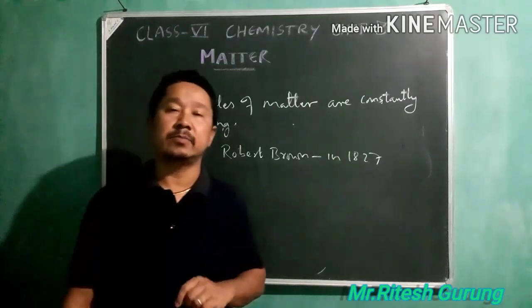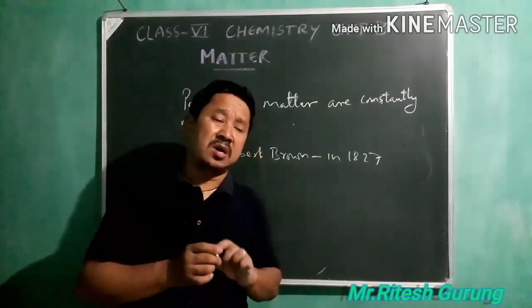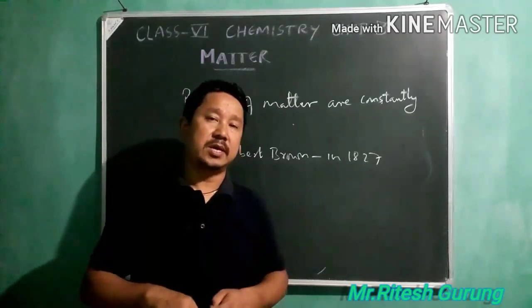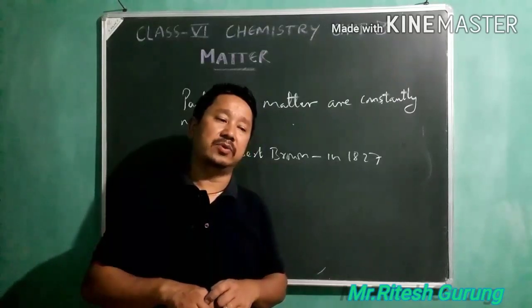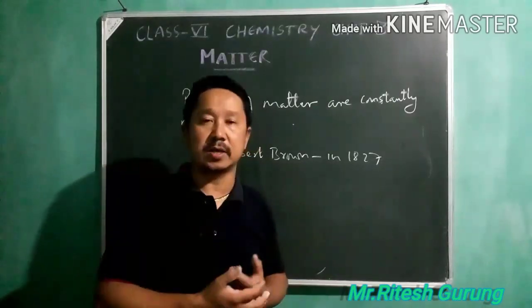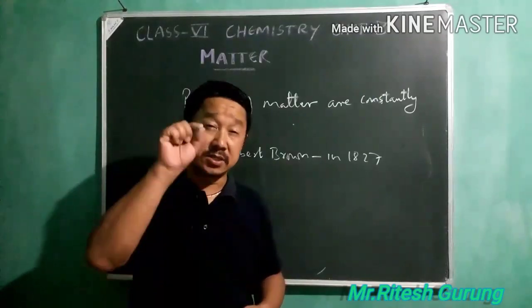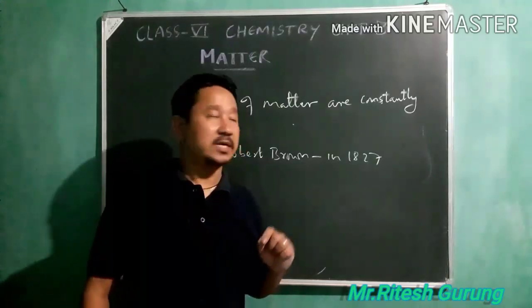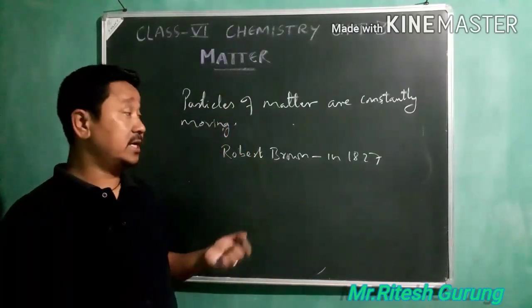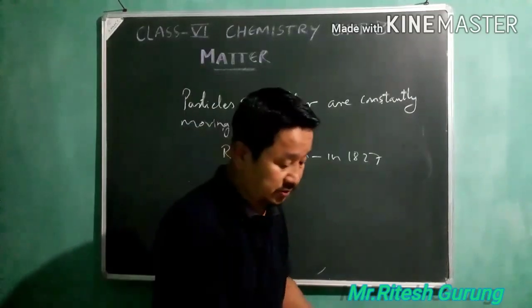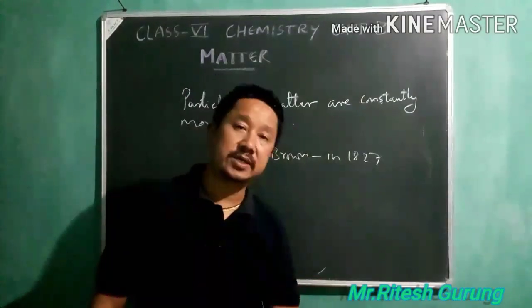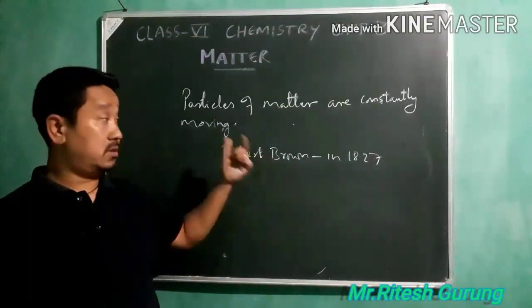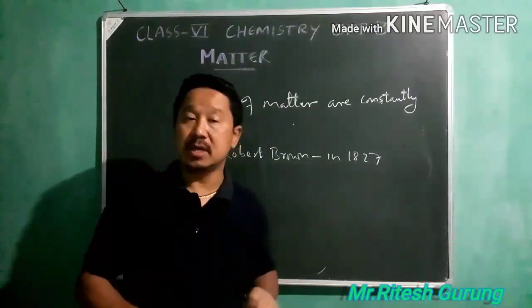He collected some pollen grains. Pollen grains means the powdery substance you find in the flower, which is required for reproduction in flowering plants. Such fine powdery substance he collected and suspended in water. As you see in the book also, it was suspended in water and observed under a microscope. He observed the pollen grains in the water under the microscope.